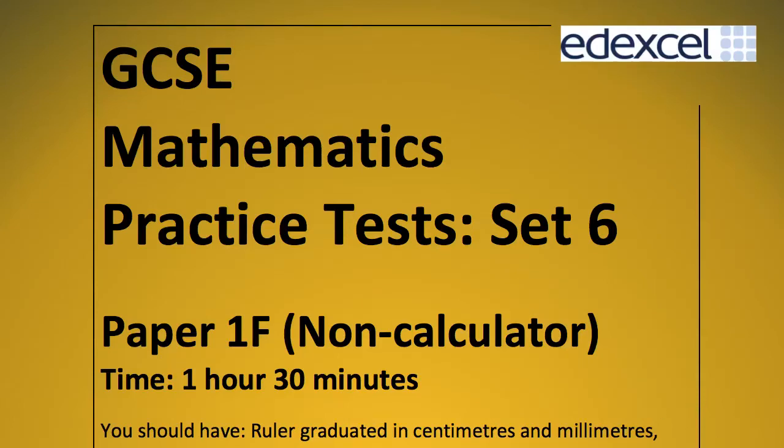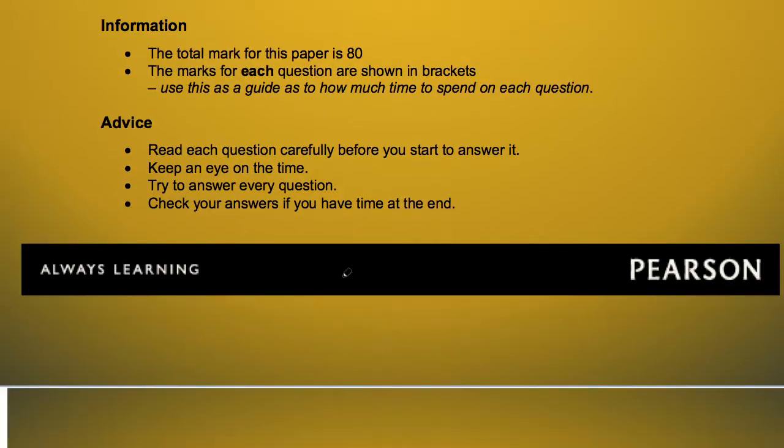This is a walkthrough of GCSE Maths Practice Test Set 6, 1F, which is a non-calculator paper. The 1F means this is foundation tier, not higher tier. And question 1.